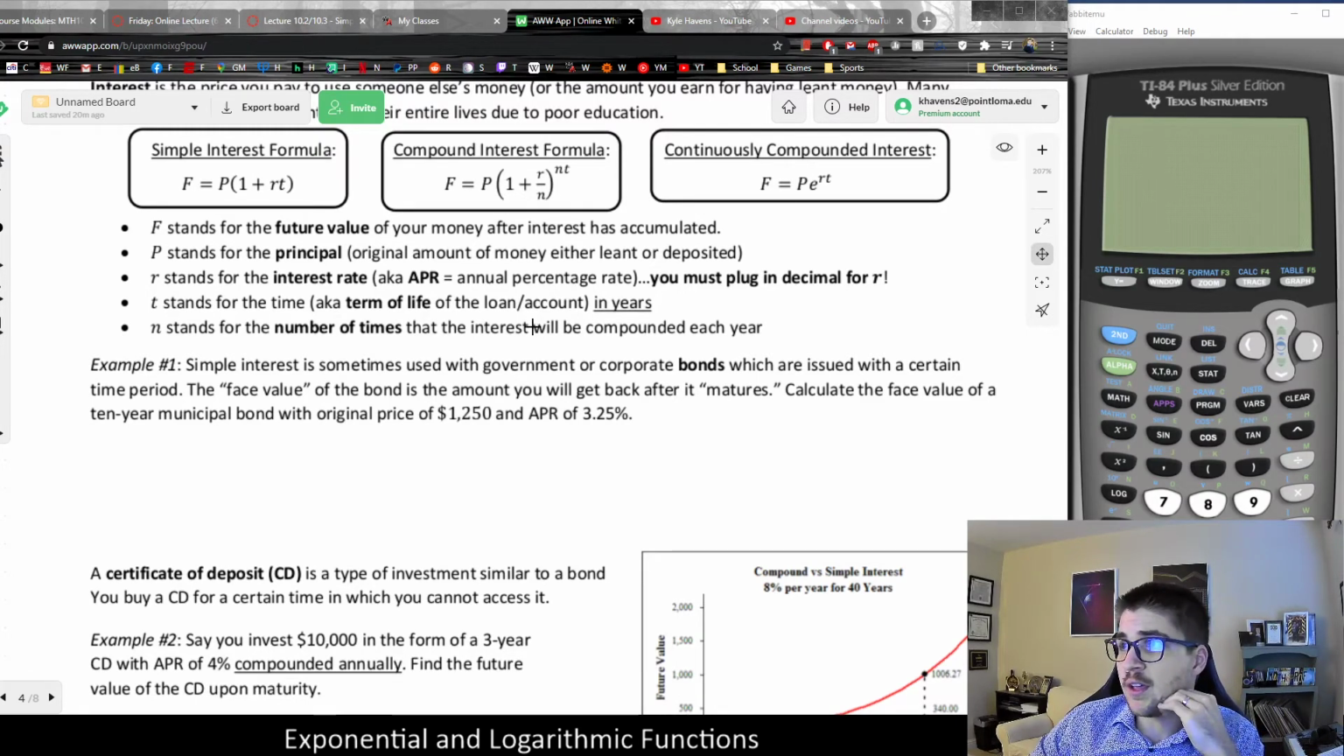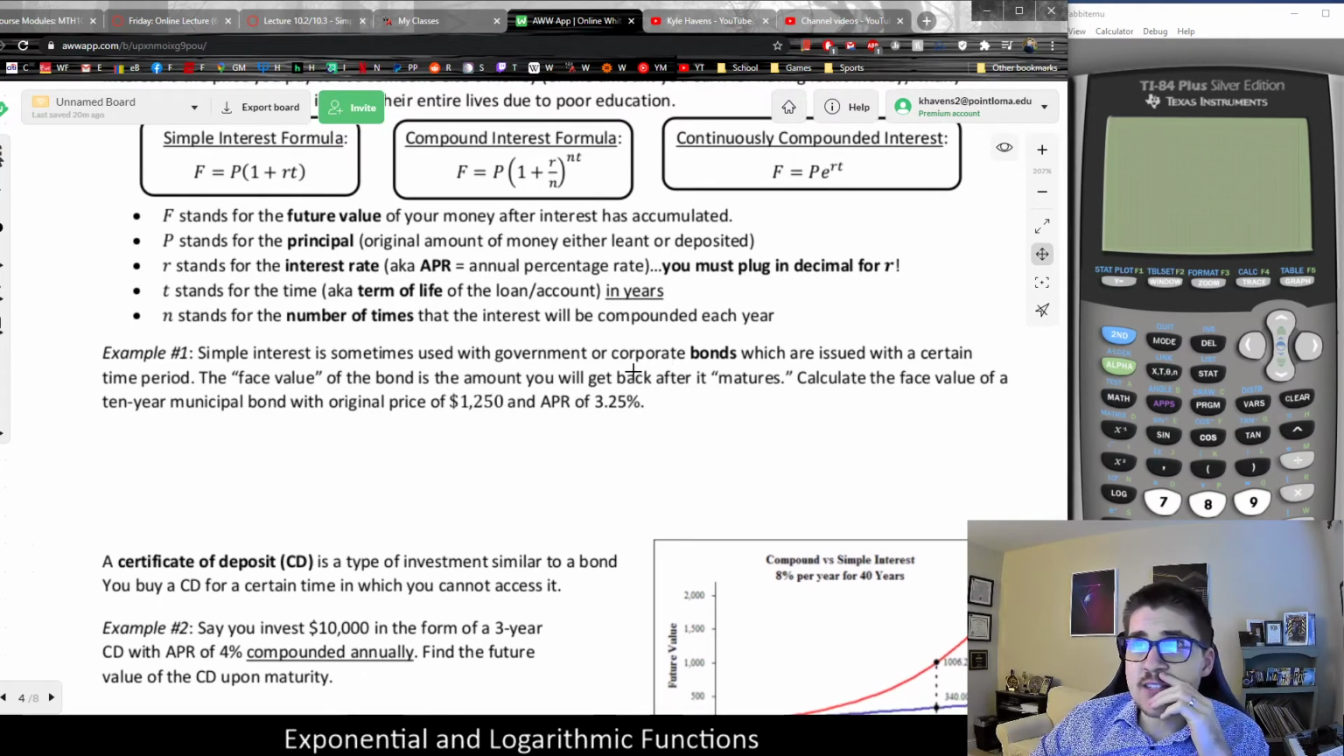So let's calculate the face value of a 10-year municipal bond that has an original cost of $1,250 with an APR of 3.25%. And basically the starting value will be our principal, how much we originally invest. The interest rate will be R, which we, again, will need to convert to a decimal. And we can plug all those into the simple interest formula because we're told that it's using simple interest here. And 10 years will be our time frame.